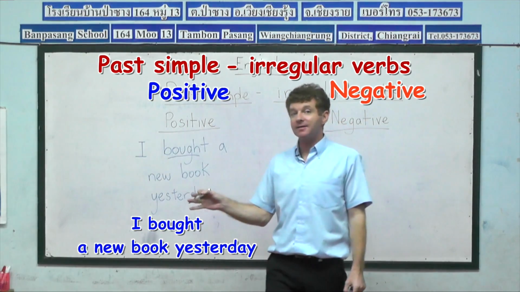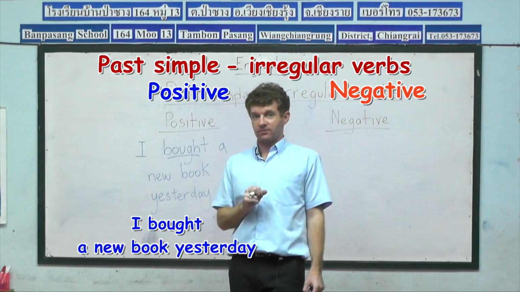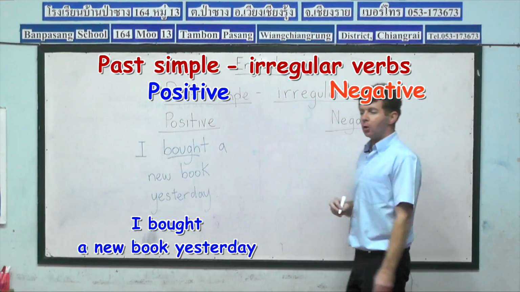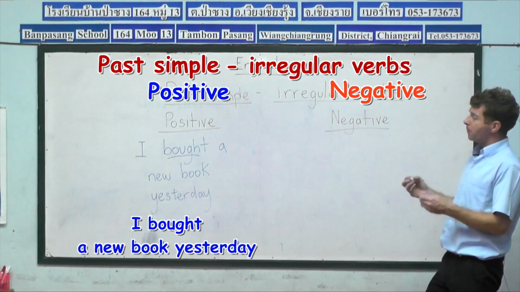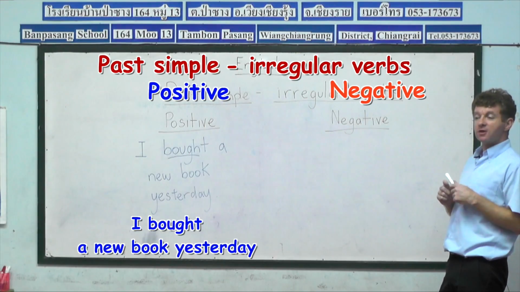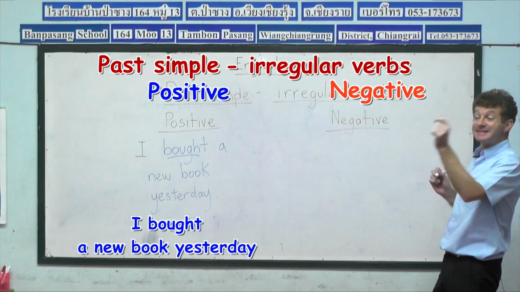Now notice how I've had to use the past tense irregular verb. Can't say buy, we have to say bought. And this is the positive statement. Now who can help me? Who can remember how we turn the positive statement into the negative? Who remembers the contraction? But I didn't.